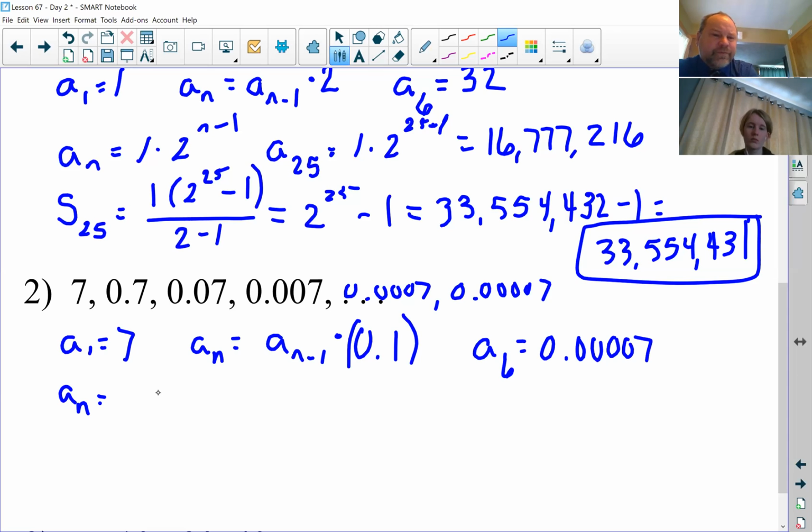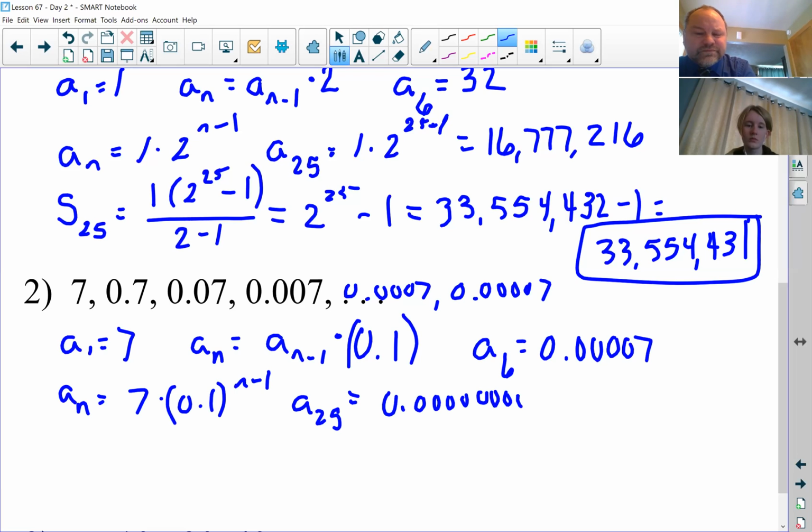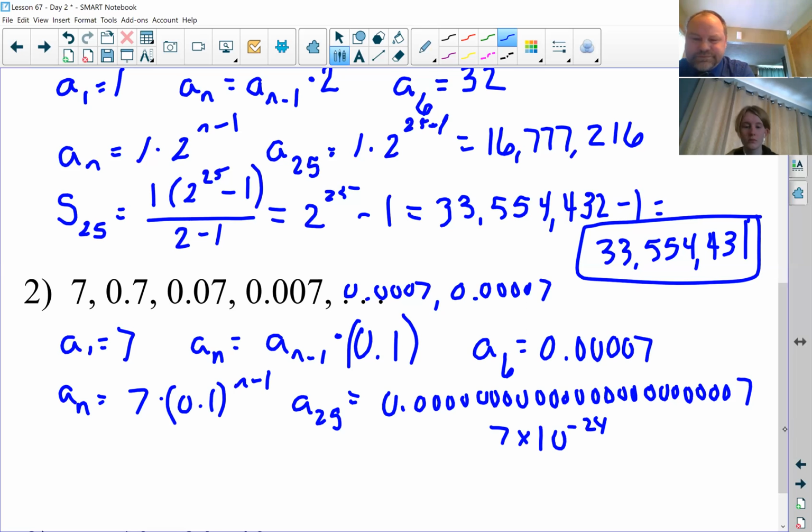Our explicit formula is 7 times 0.1 to the n minus 1. Again, you could write it as 1/10 as well. Using it as a decimal is kind of nice if you're using a calculator. And I have a feeling this is going to come out in scientific notation. Yeah, so it's going to be 23 zeros and a 7, or 7 times 10 to the negative 24th. More fun to write it out, I think.